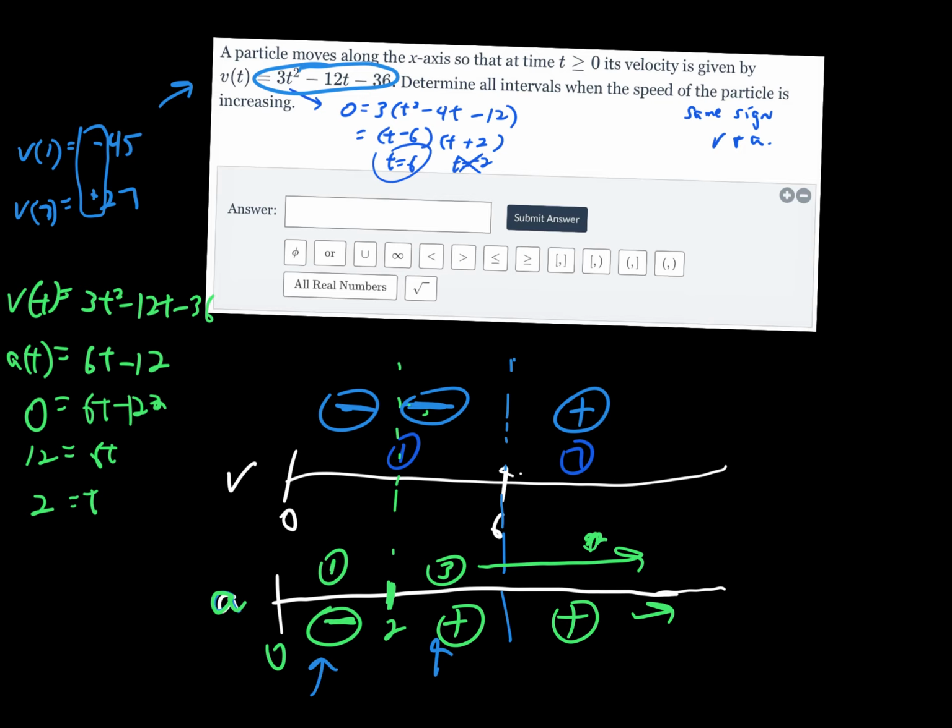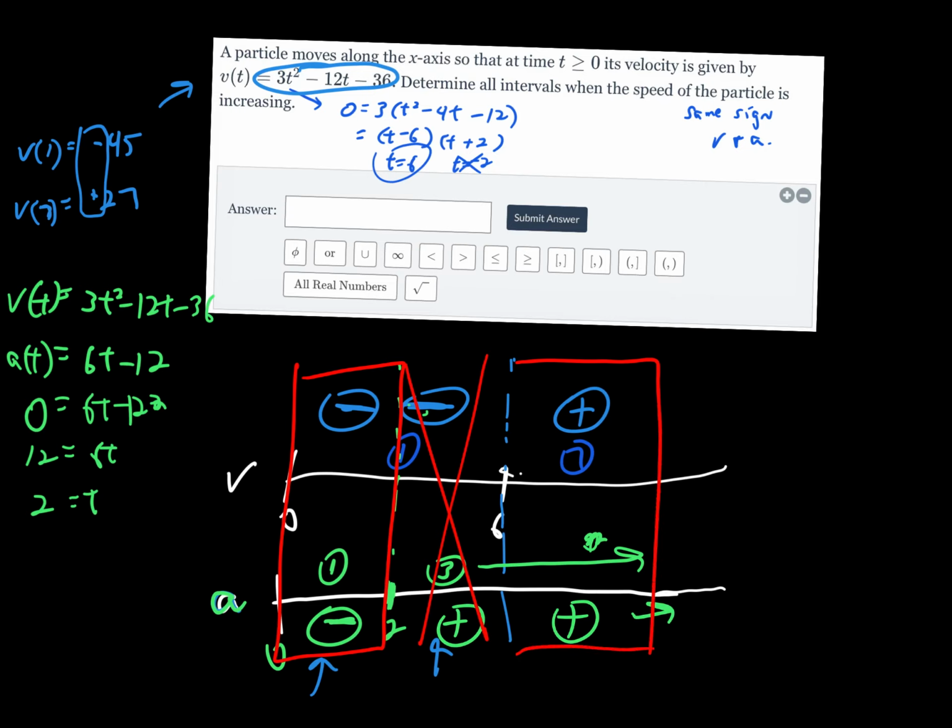And let's see what we have. We're looking for, when is it increasing? Well, increasing is the same sign, and we have negative and negative here. Those are the same sign. Here between 2 and 6, we have negative and positive. That's decreasing. Speed is decreasing. And here we have positive values. Again, for both of them, the speed is increasing. So the intervals we're looking for would be 0 to 2, and also 6 to infinity. Those would be the 2 intervals.